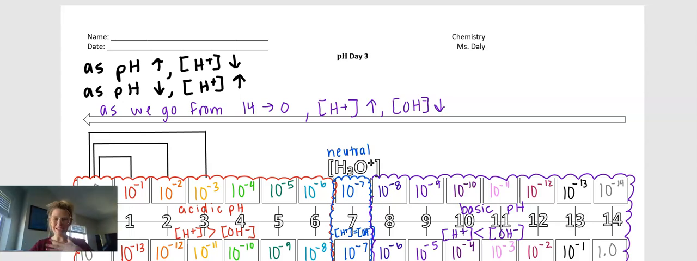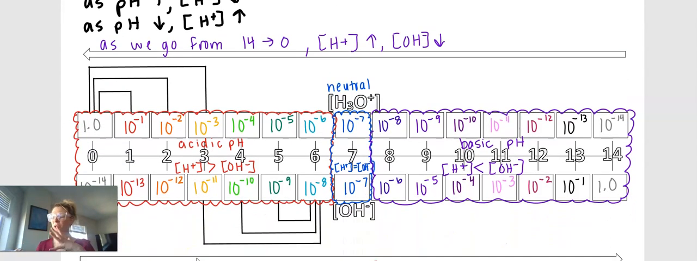Now, this leads me to kind of the last part of pH that we have to talk about, which is how these numbers all kind of interconnect. So I want to take a moment here and think about going from, let's say, a pH of 0 to a pH of 1. How many times less concentrated is the H plus? Or going rather from a pH of 1 to 0, how many times more concentrated is it?